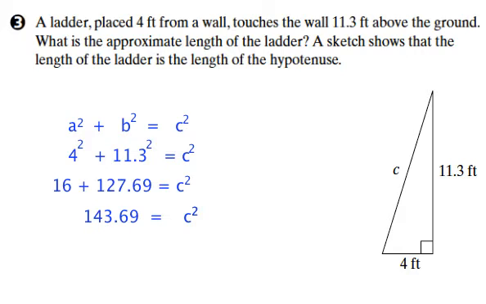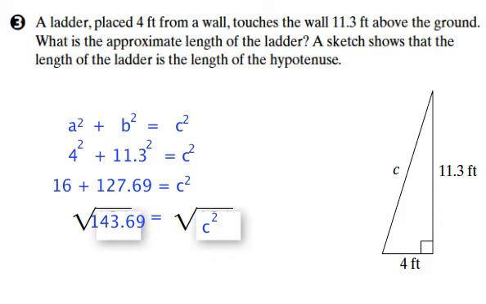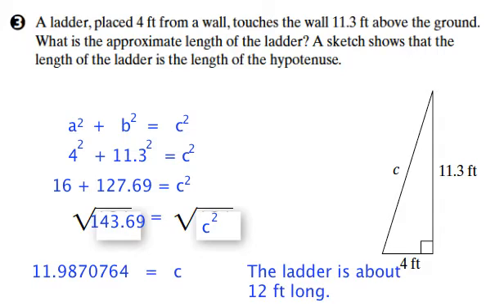Now remember, we're trying to find c. To find that, we're going to have to take the square root of both sides of the equation. The square root of 143.69 is 11.9870764. The square root of c squared is c. So we can round this and say that the ladder is about 12 feet long.